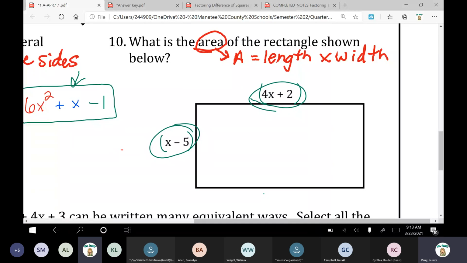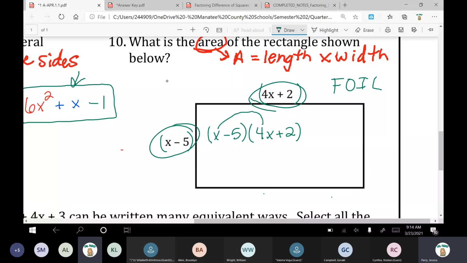Okay, so let's go ahead and put them out next to each other. One side times the other side. And you can put it in any order. It doesn't matter. First, I'm going to do the x minus 5, and then I'll do the 4x plus 2. If you put it out the other way around, that's fine. You'll still get the same answer as long as you do the math correctly. Like if you put the 4x plus 2 first, and then the x minus 5, that's fine. Doesn't matter, as long as you have them in parentheses. And then from here, we're going to do FOIL.